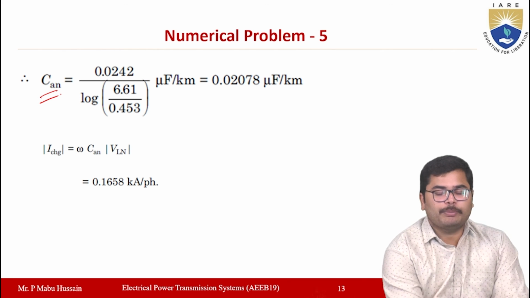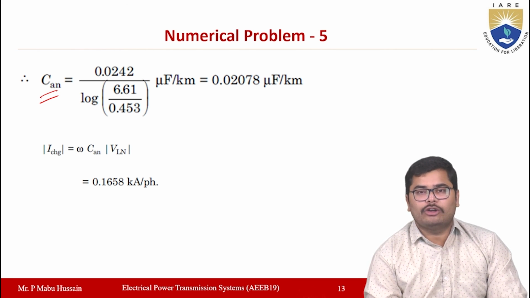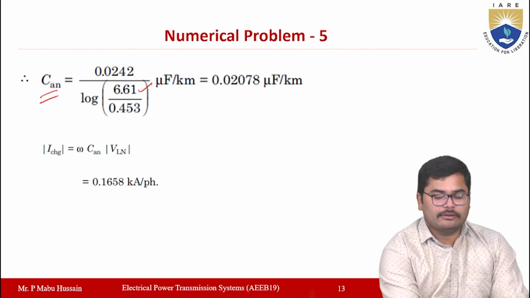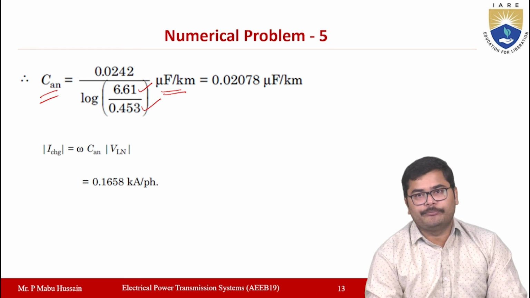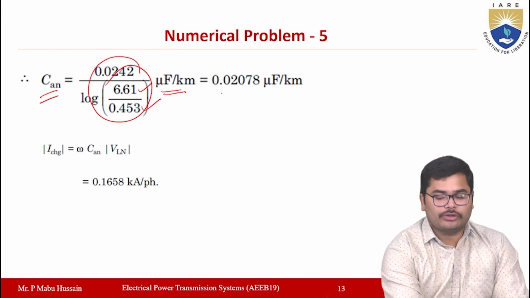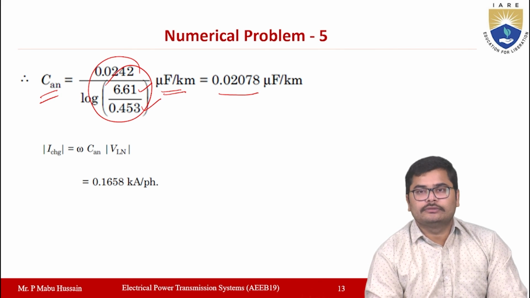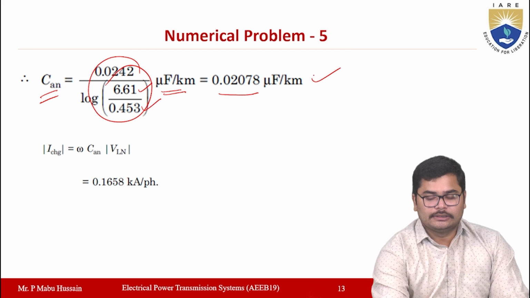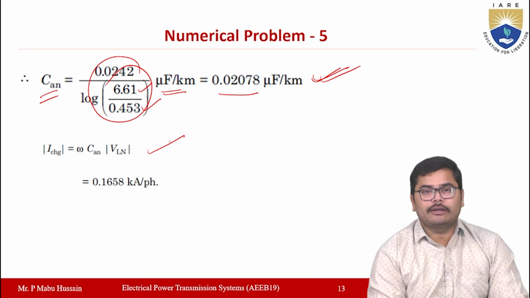Then the per phase capacitance CAN is equal to 0.0242 by log (Dm by Ds), where the Dm value is 6.61 and Ds is 0.453, in microfarads per kilometer. Once you calculate this total value, you get 0.02078 microfarads per kilometer. So this is the per phase capacitance.